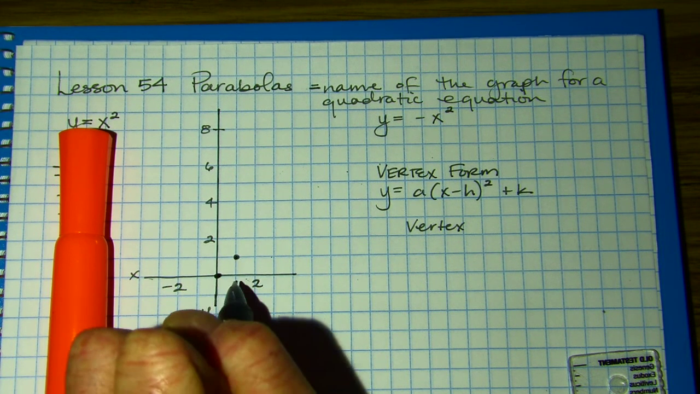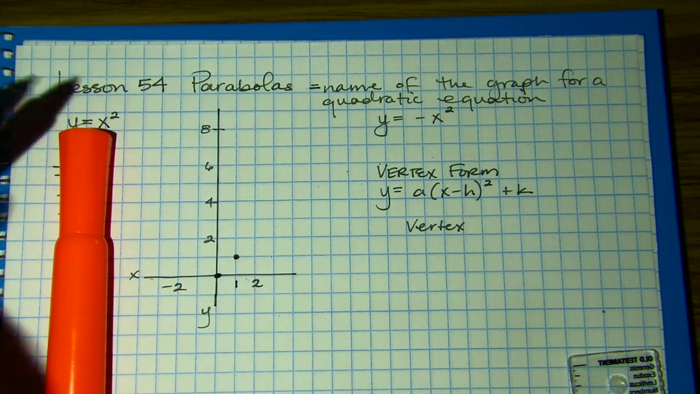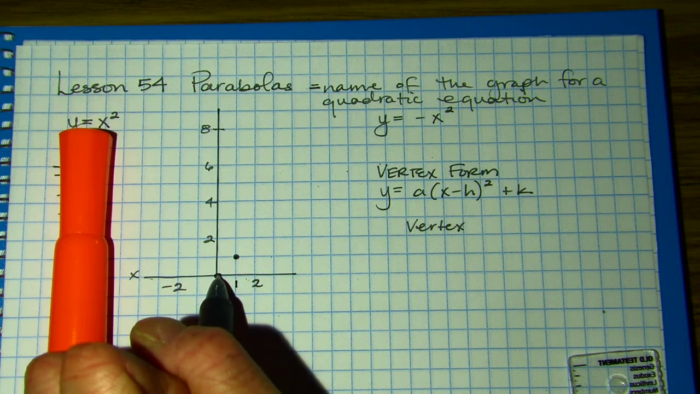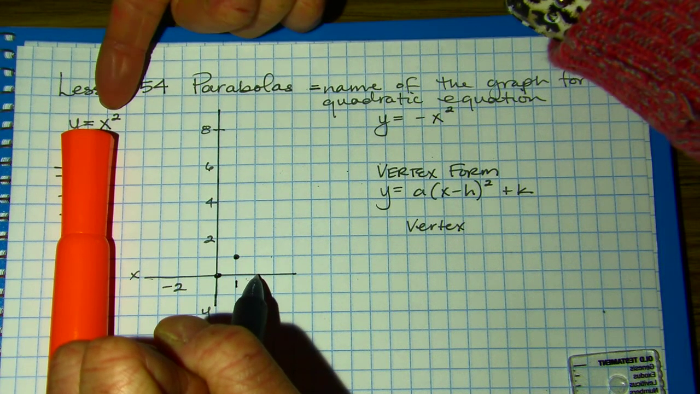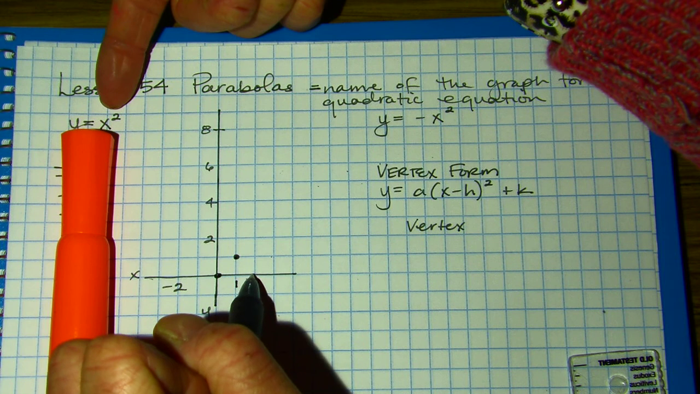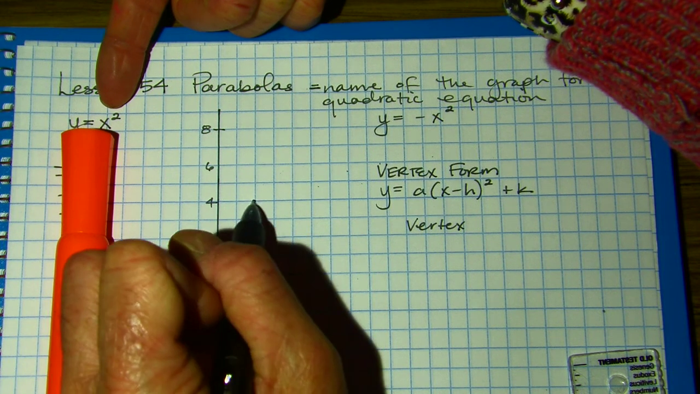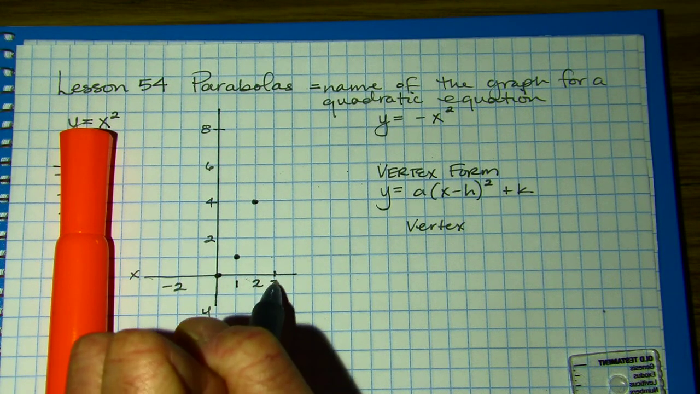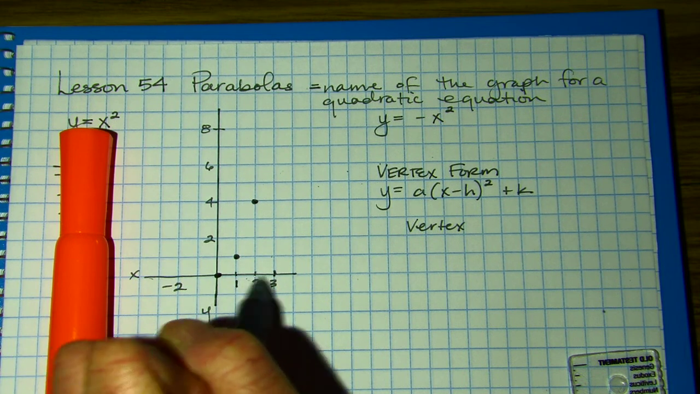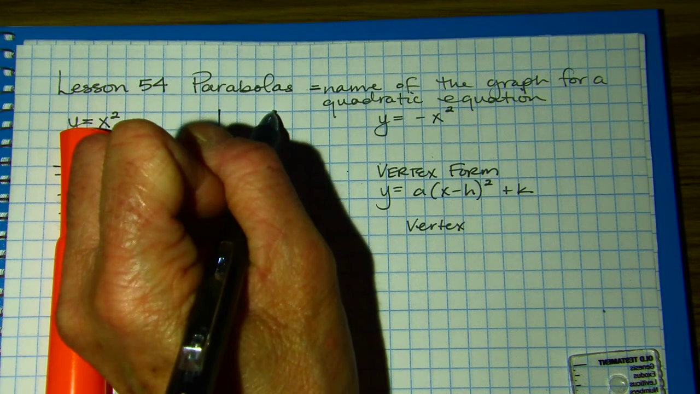Now, this method works anytime a is 1, so there's no number out here. Okay, if x is 2, so go over to 2, and then ask yourself, what is x squared? So what is 2 squared? 4. So if x is 2, y is 4. Go back. Now I'm going to x is 3. When x is 3, y should be 9.